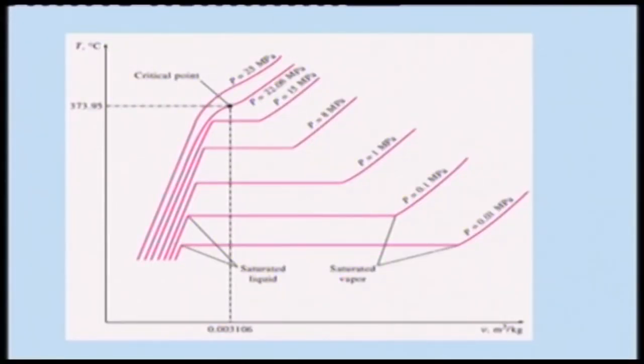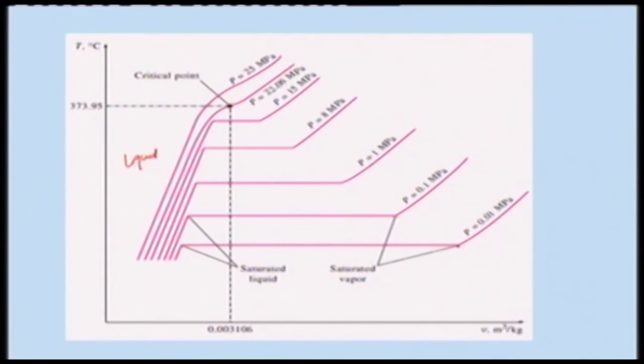these points are the saturated liquid points, and similarly these points are the saturated vapor points at different pressures. If you look, these zones go on decreasing, and there is a point where the liquid will be converted into gas. That point corresponds to 22.06 megapascals and a temperature of 373.95 degrees Celsius, where the liquid will instantly convert into vapor.